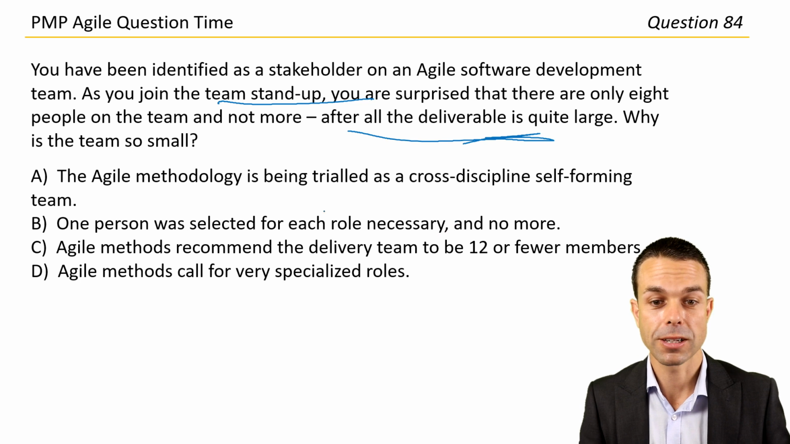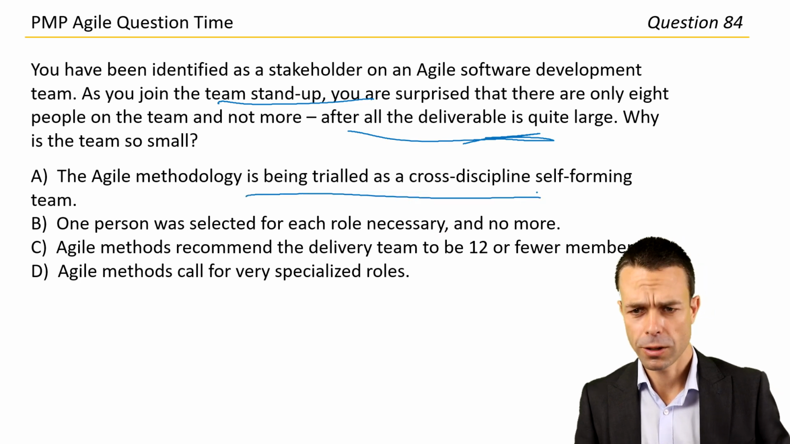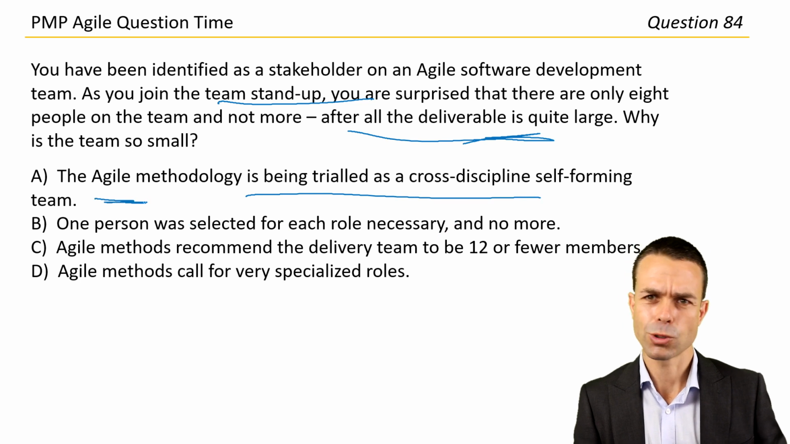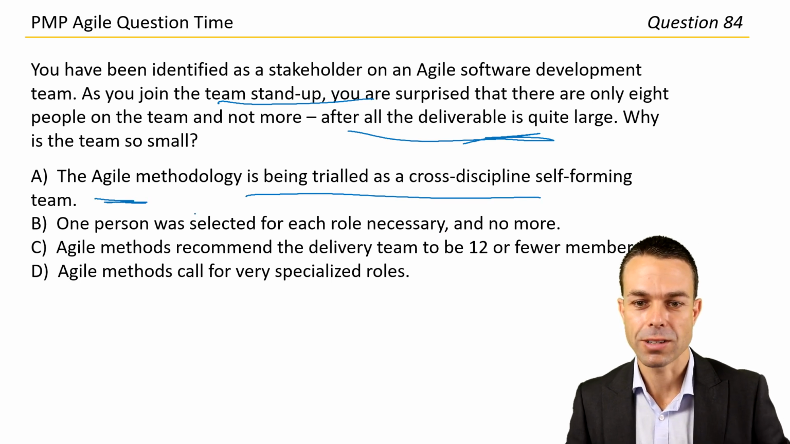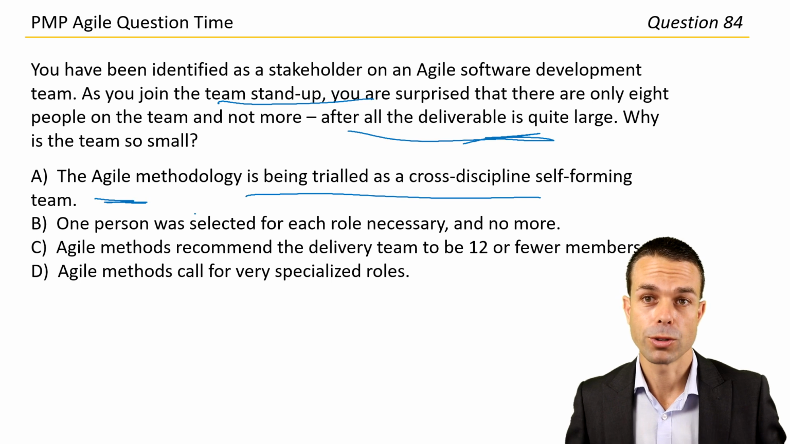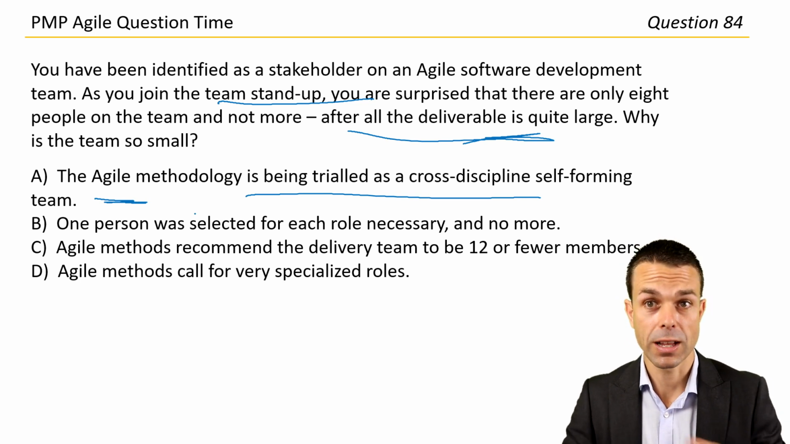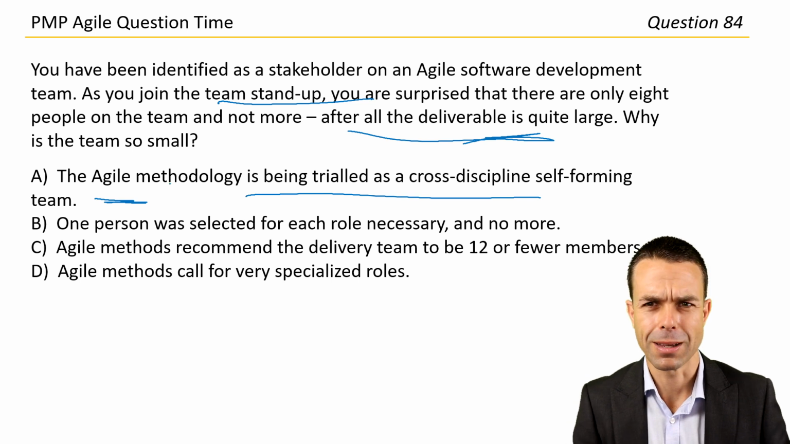The agile methodology is being trialed as a cross-discipline, self-forming team. That will happen, and that's sort of a thing. We want our agile teams to be self-forming. We want them to have that domain knowledge to actually care about the product that we're developing. This one's a maybe, I'm not sure about this.